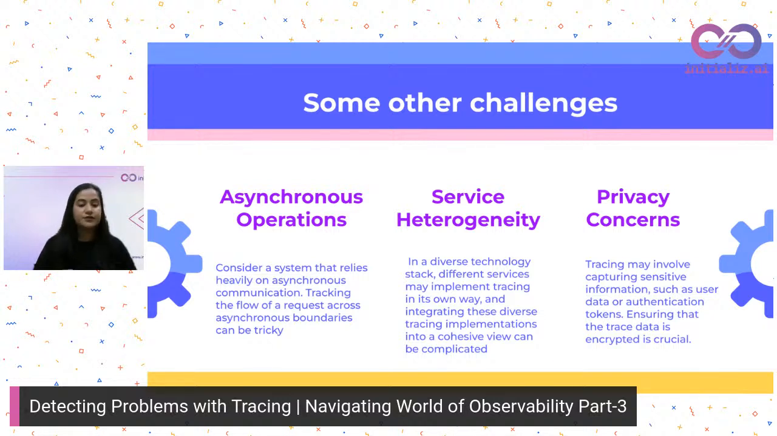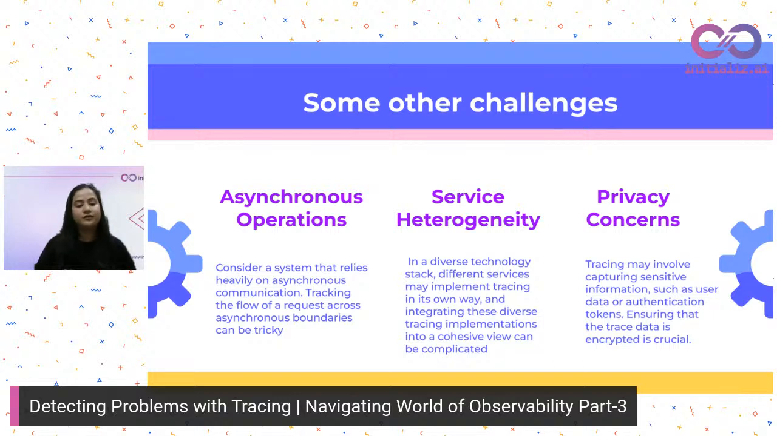Secondly, there's service heterogeneity. If we have a diverse technological stack, different services may use different frameworks, languages, or libraries. It's up to them, and each service might implement tracing in its own way. Integrating these diverse tracing implementations into a cohesive view can be hugely complicated. For instance, if one service uses Jaeger for tracing and another uses Zipkin, ensuring a seamless and unified view of the entire system becomes a challenge for all the teams.